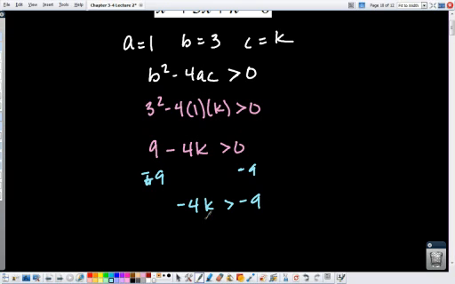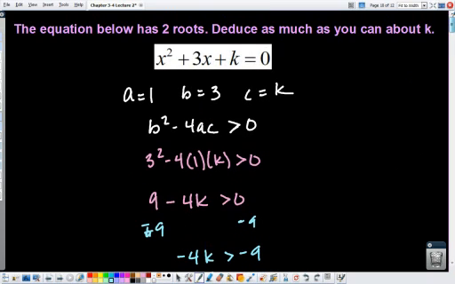Now remember, when we divide by a negative, our sign changes direction. So k has to be less than 9/4 in order for 2 real roots to be present. If k is greater than 9/4, that means that we are going to have no roots because they'll be imaginary.